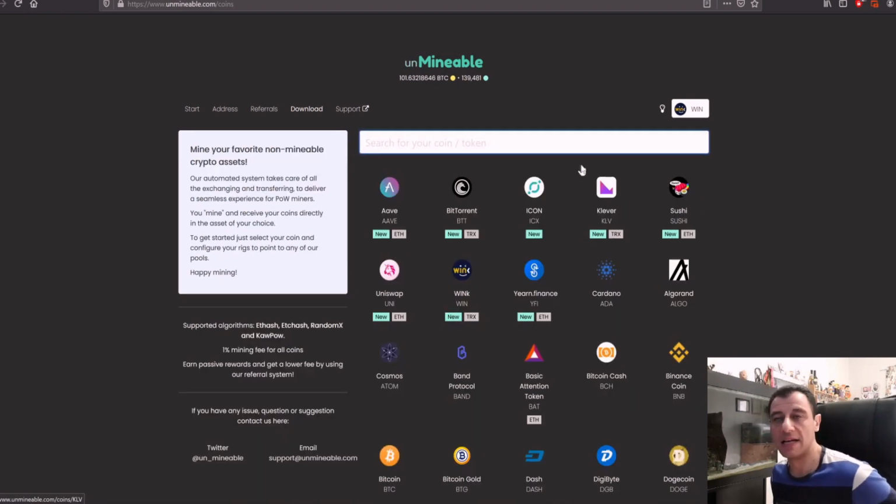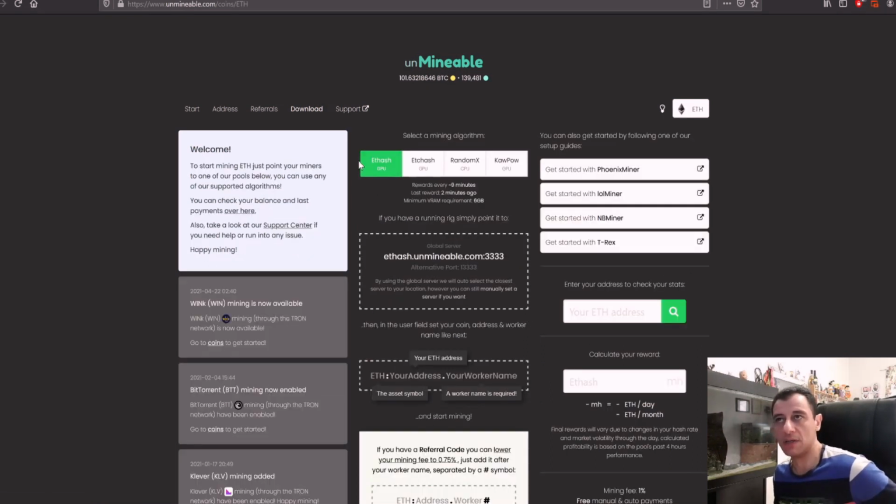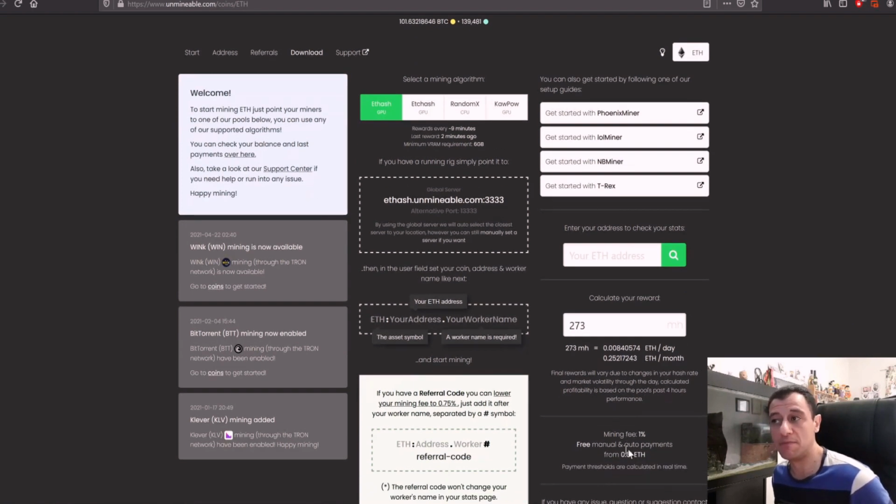So let's just select a coin here, and I'm going to select Ether. Let's say I'm going to mine Ethereum on the unMineable pool, and I'm going to use Ethash, and I know that my hash rate is around 273 mega hash, and that's going to give me 0.008 at the time of this video. Now, what you need to keep in mind is that there is a 1% fee here. Let's say I lowered that with the referral code to 0.75% instead. So I'm going to have 0.75% as a mining pool fee.